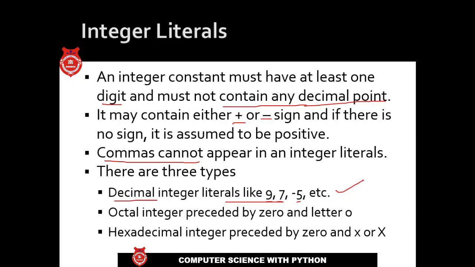These are all integers, and octal number will start with 0 followed by the letter O, small letter o. Okay, octal. And hexadecimal number will be preceded by 0 and the letter X. For example, 0 and X. Any number starting with 0 and X will be hexadecimal number in Python. Any number starting with 0 and the letter O will be octal number. Okay, please try to remember it.